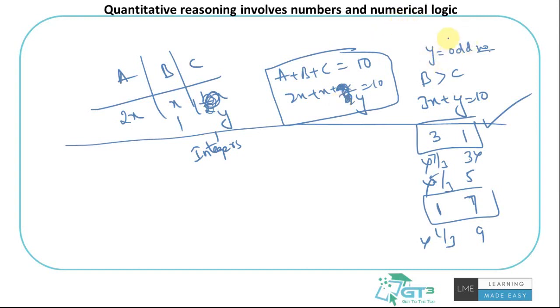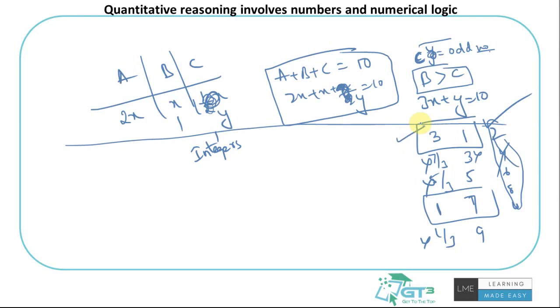Then they have added another clue saying that C holds an odd number of marbles or chocolates. That is another clue, right? So that means I won't count 2, 4, 6, 8, 10. These are all out of scope. And then they're also saying the number of marbles or chocolates B holds is more than C. So clubbing all these clues, looking at the possibilities, and then deciding the answer is what you will generally do in quantitative reasoning.